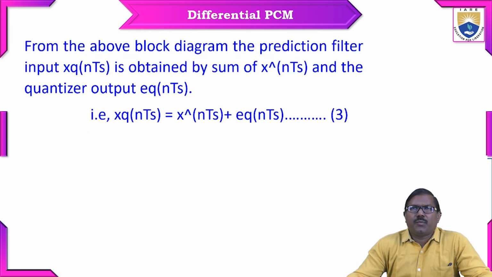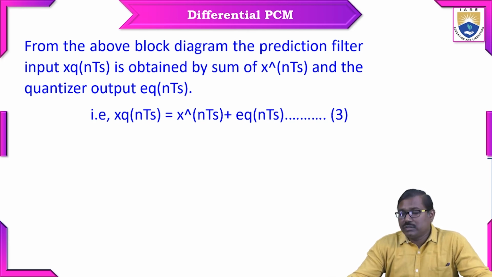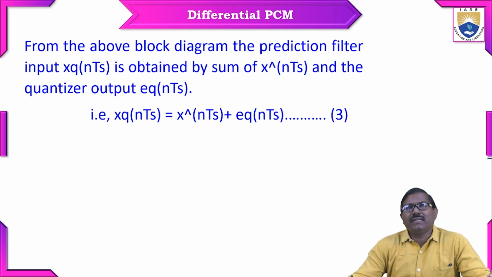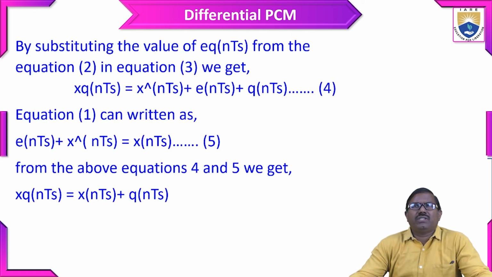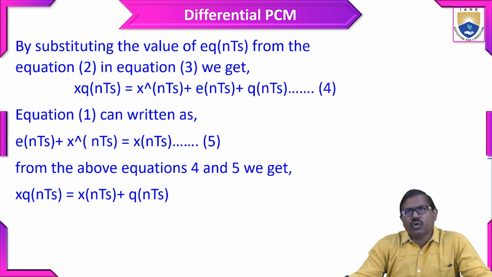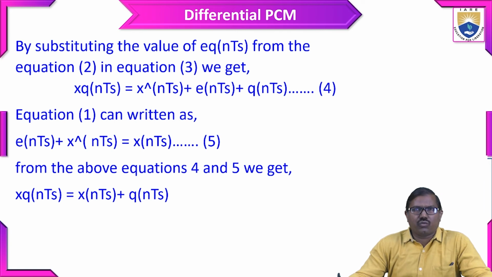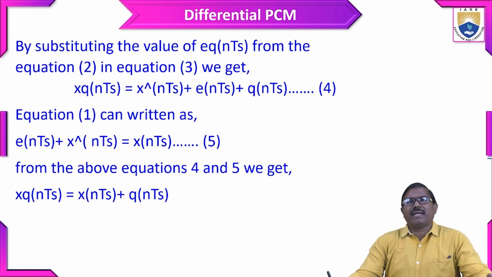From the block diagram, the prediction filter input x_q(nTs) is obtained by the sum of x̂(nTs) and the quantizer output e_q(nTs). So we can write equation 3: x_q(nTs) = x̂(nTs) + e_q(nTs). This is the prediction filter input. Using this input, the filter is going to produce the predicted value. By substituting the value of e_q(nTs) from equation 2 in equation 3, we get x_q(nTs) = x̂(nTs) + e(nTs) + q(nTs). We take this as equation 4.